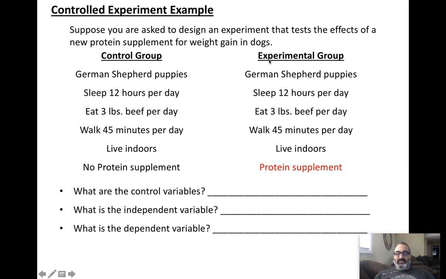Both groups receive control variables. The experimental group also then receives the experimental variable, in this case the protein supplement, which is the experimental or the independent variable. So in this experiment, what would you measure if you were the scientist? Well, the dependent variable is what you would be measuring, and you would be measuring the weight of the dogs. All right? We're going to stop there today.